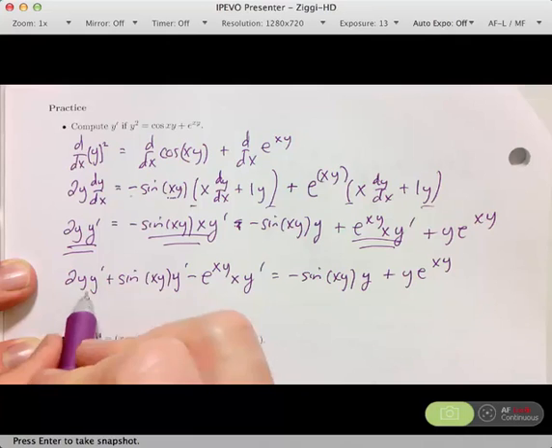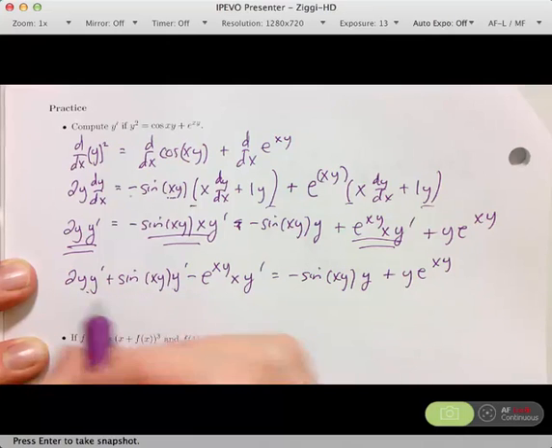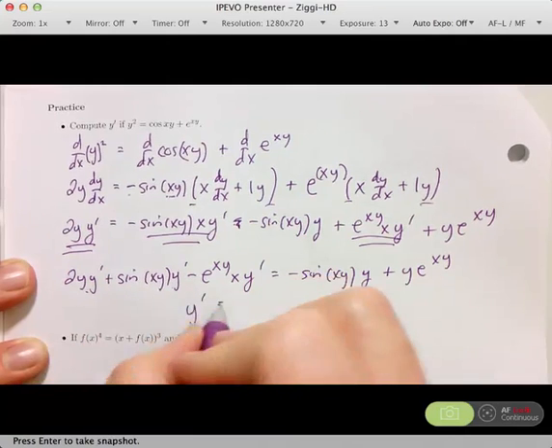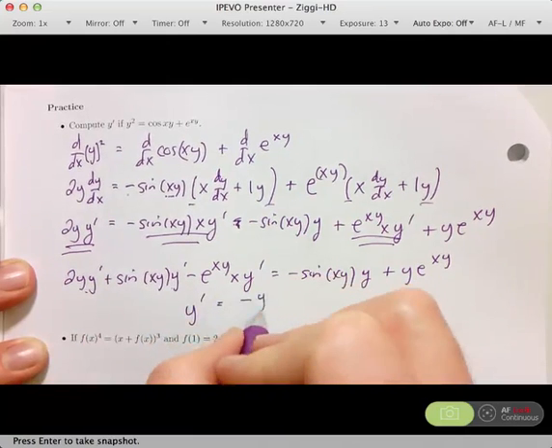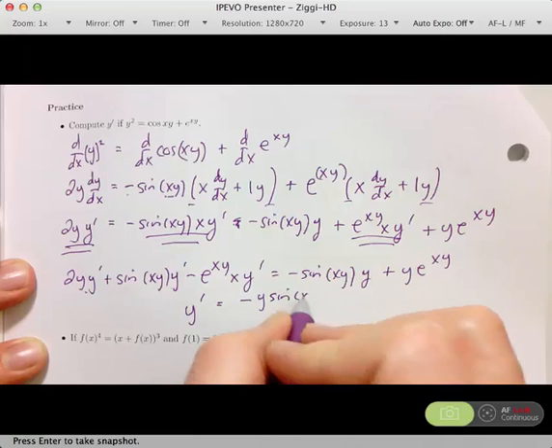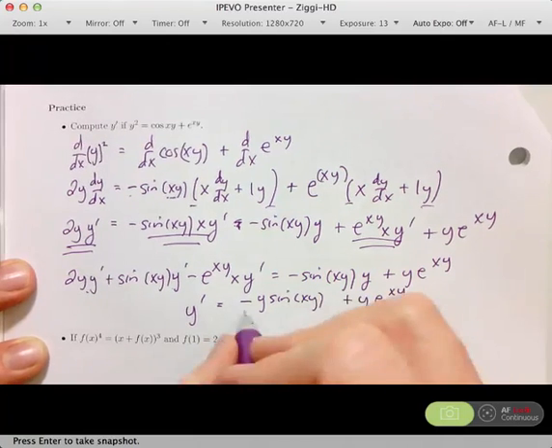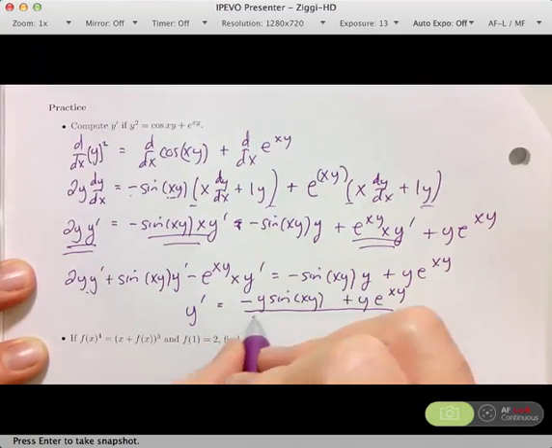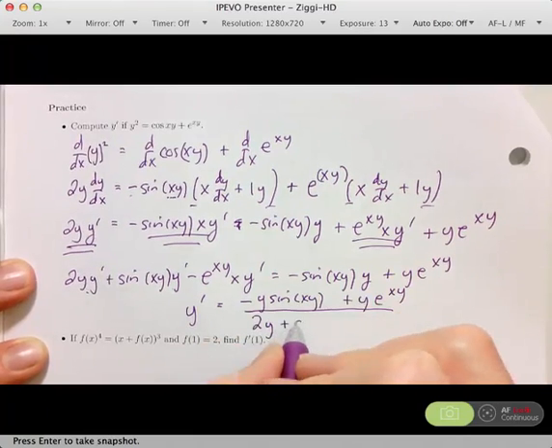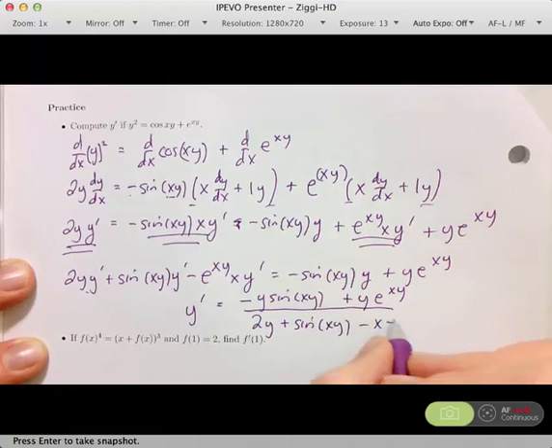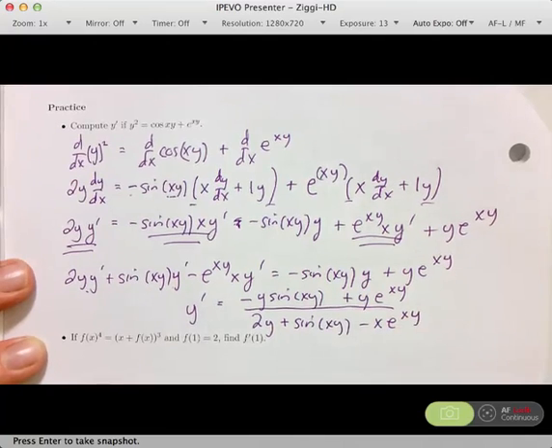And then we're going to factor out the y prime on the left and then divide both sides by the number that multiplies y prime to get perfect. So if you got to that, you did good.